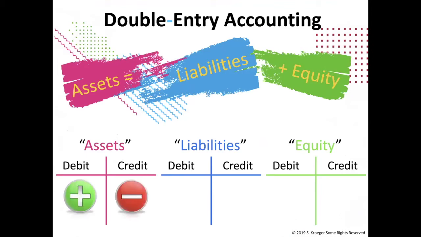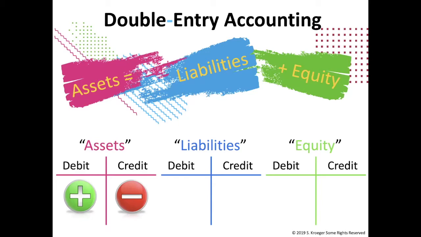As I explained in the last slide, assets have debit balances. This means that the normal or positive side of an asset account is the debit side. If this were a T account for cash, it would be debited whenever we receive cash and credited whenever we spend cash. Another example could be furniture.